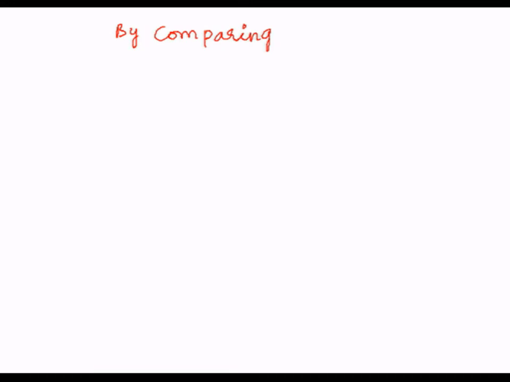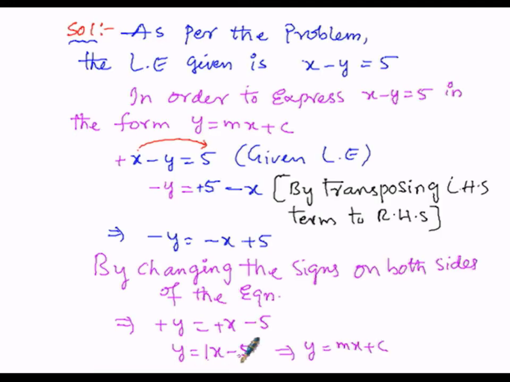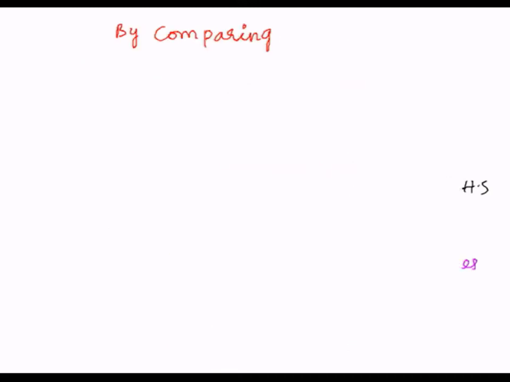So by comparing y is equals to 1x minus 5 with y is equals to mx plus c, which is the general formula, your general form of a linear equation, that is y is equals to mx plus c, or the slope intercept form. Here the x coefficient is m, and here the x coefficient is 1. Therefore we will be getting the m value as 1, then later c is minus 5. So here c is equals to minus 5.